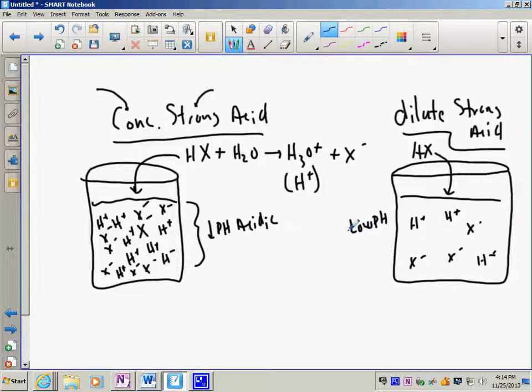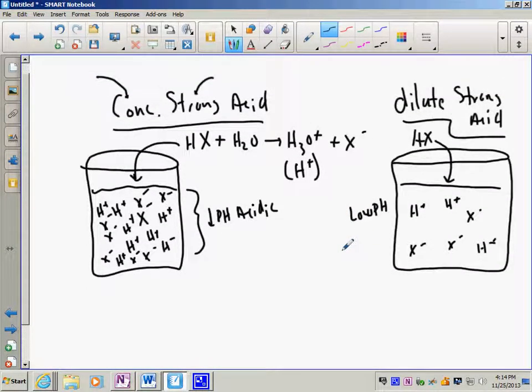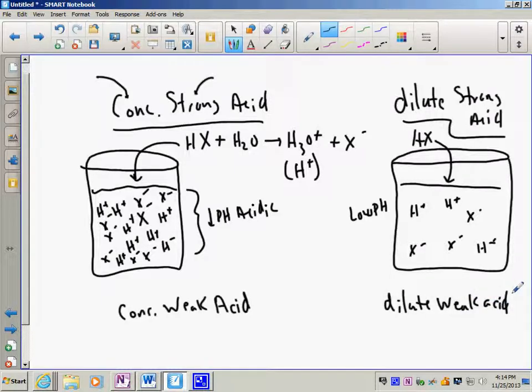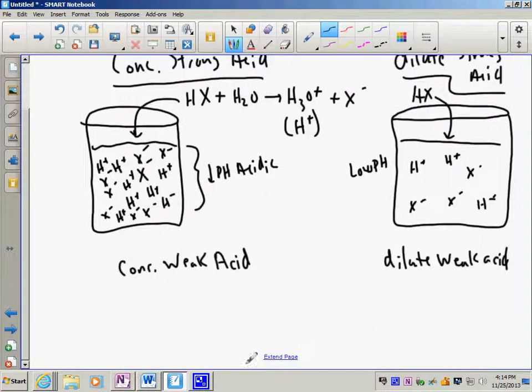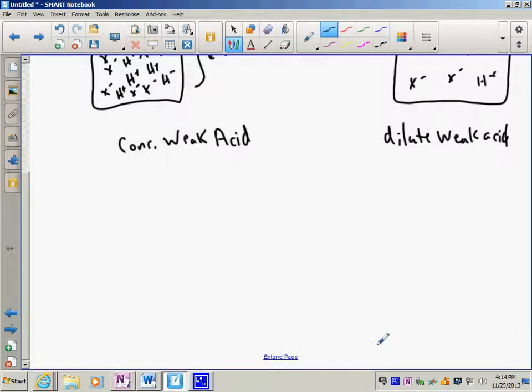Let's roll down a little bit here, and let's consider the fact of a concentrated weak acid, and we'll also consider a dilute weak acid. Okay. Now, let's draw out 2 more pictures here, and then we'll be done. A weak acid inherently: HX plus H2O yields H3O plus and X negative.